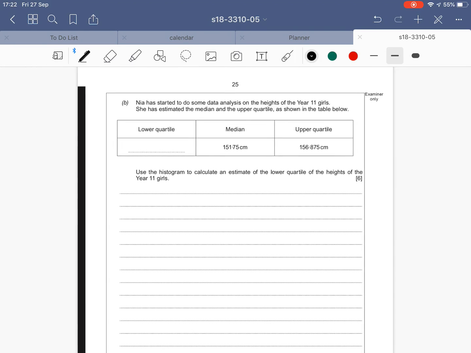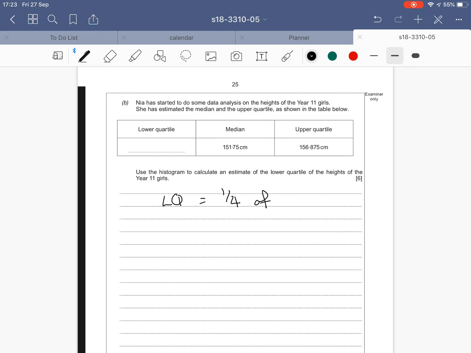Nia has started to do some data analysis on the heights of the Year 11 girls. She's estimated the median and the upper quartile as shown in the table below. Use the histogram to calculate an estimate for the lower quartile of the heights of the Year 11 girls. So you should know that your lower quartile is just a quarter of your total.